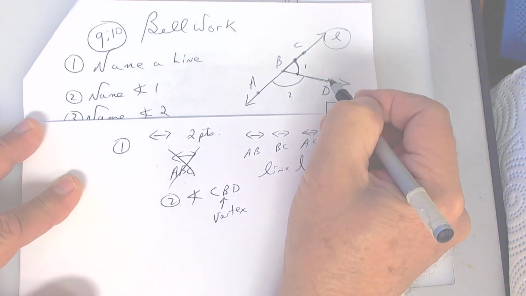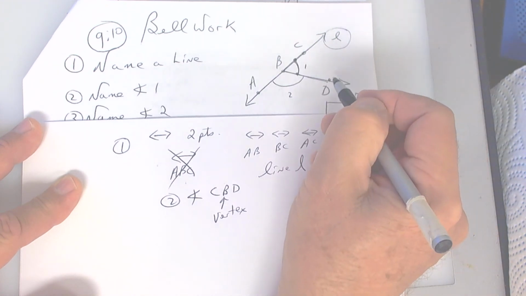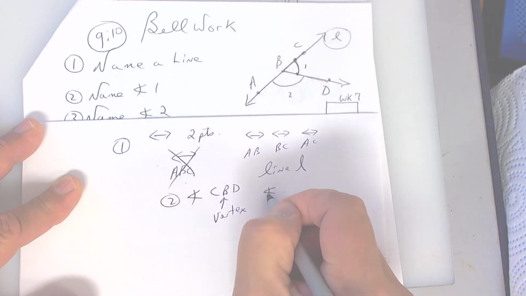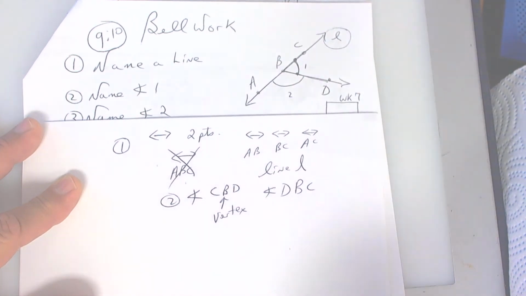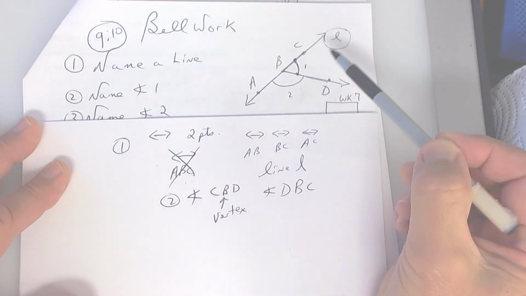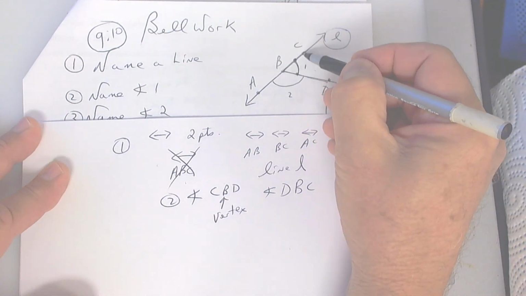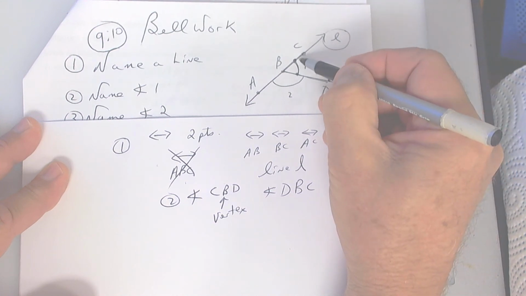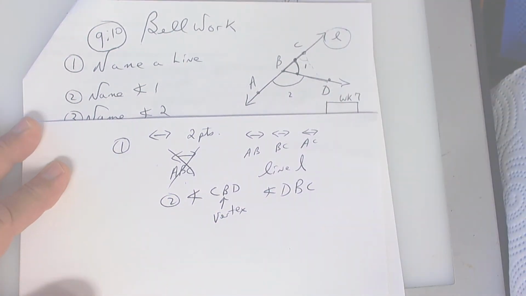The vertex is where it turns. Or you can go backwards: angle DBC. Make sure you can name an angle. Now you wouldn't say BCD because BCD would be BC and then it would go to D. It would be that angle right there. So be careful. You can't just say angle B on this one because it could be something different.